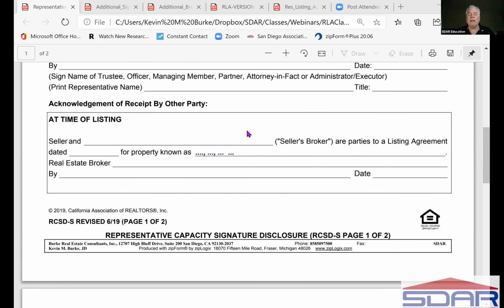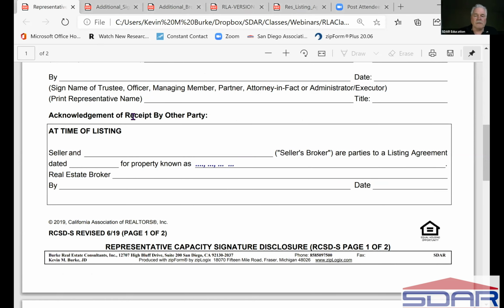Acknowledgement of receipt by the other party. So in this case, when we take the listing, the seller's broker, in our case, this would say Burke Real Estate Consultants here, parties to a listing agreement dated, whatever today is, for property known as the legal description, property address, and then here's the name of the broker again, and then here is my signature. Okay, so that's what that part's going to look like at the time of the listing.